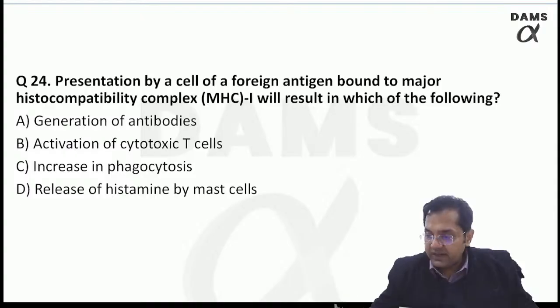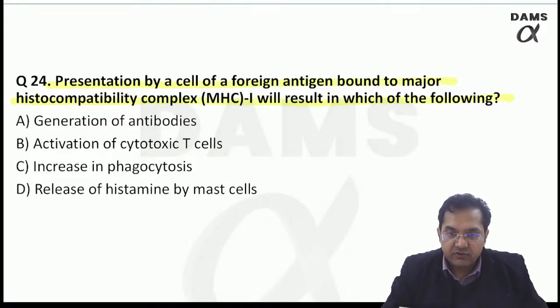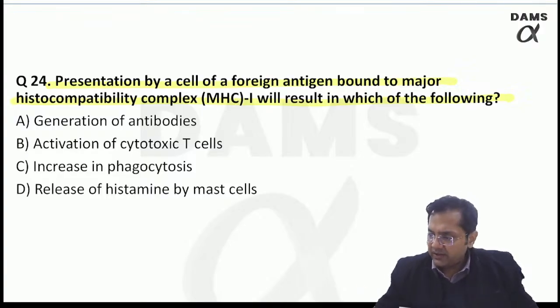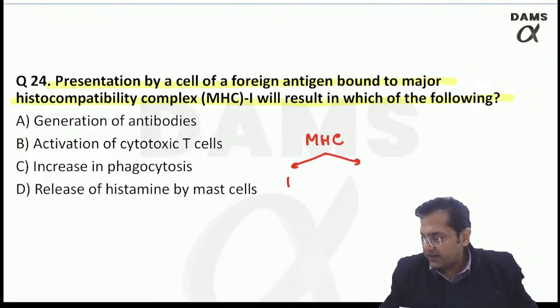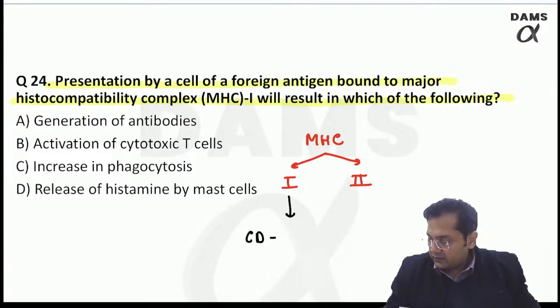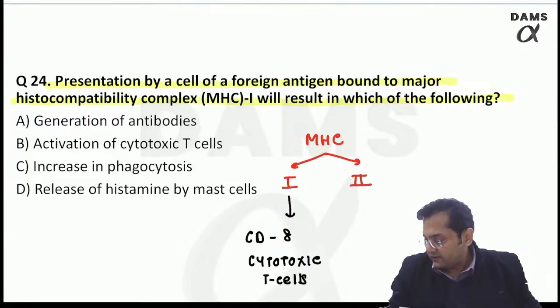Presentation by a cell of a foreign antigen bound to major histocompatibility complex 1 will result in which of the following? Think about it. There is a very simple, easy mnemonic, a way to remember. Generally all of you will know major histocompatibility complex is either 1 or 2, present on the surface. So the 1 mainly activates CD8 cytotoxic T cells.